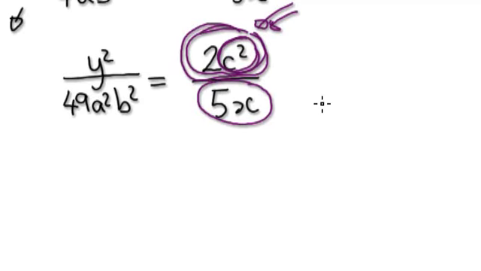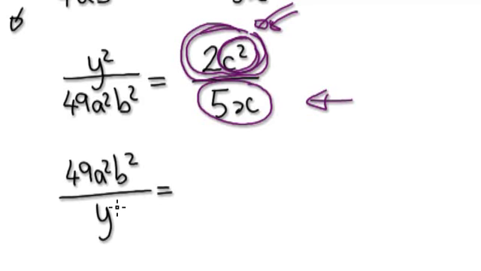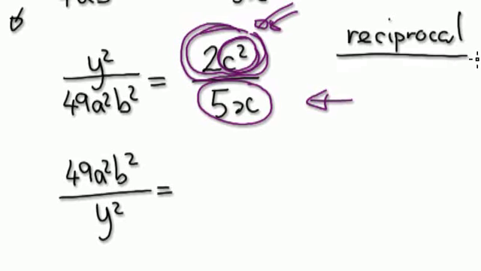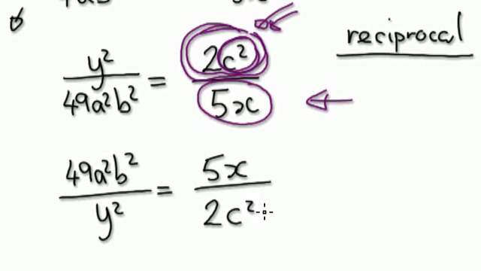So now here x is at the bottom. You could here take the reciprocal of both sides. Get x on top. So it will be this 49a squared b squared over y squared. Remember, we're taking the reciprocal of both sides. If you don't understand reciprocal, then you have to watch one of the earlier videos. Okay. So this would be this over 2c squared.